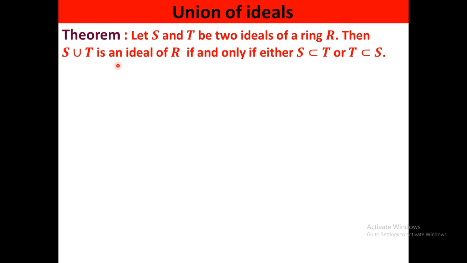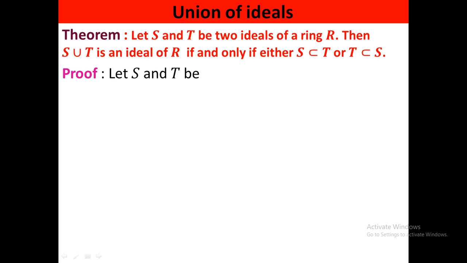Now I have to prove that theorem. This is an if and only if statement, so it has a converse part also. In one part we have to take S union T as an ideal, then we have to prove that condition. And on the other side we have to take S and T as two ideals satisfying that condition, that is, these are two ideals such that one is a subset of the other. Then we have to prove that S union T is an ideal. Actually this part is obvious. At first I prove this part.